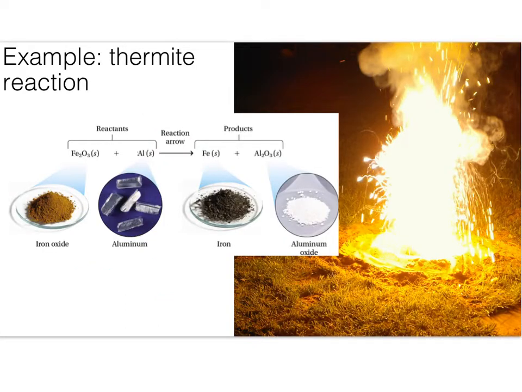So let's do another example. This is the thermite reaction. This is a very energetic reaction. It produces a lot of heat and energy and flames. And this is iron oxide. It's going to react with aluminum, and it's going to produce iron, and it's going to ultimately transfer the oxygen over to the aluminum to form aluminum oxide.